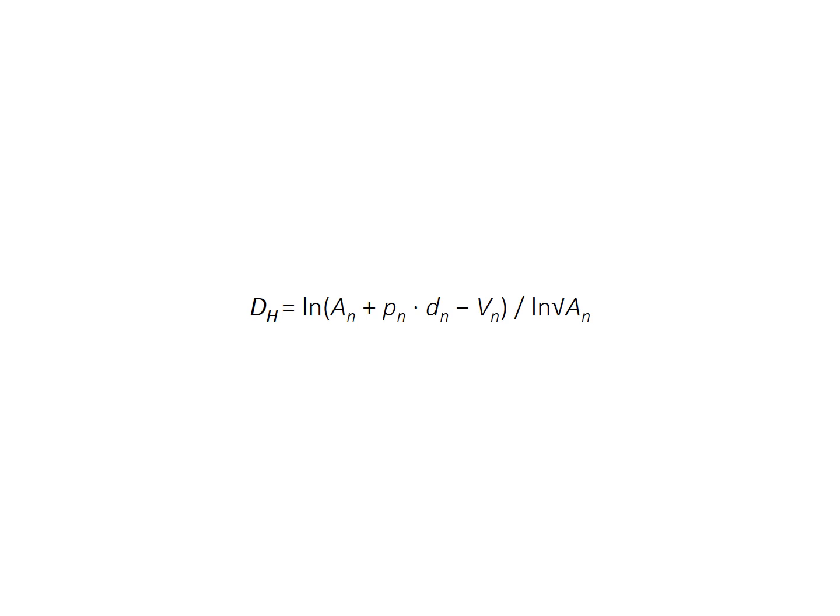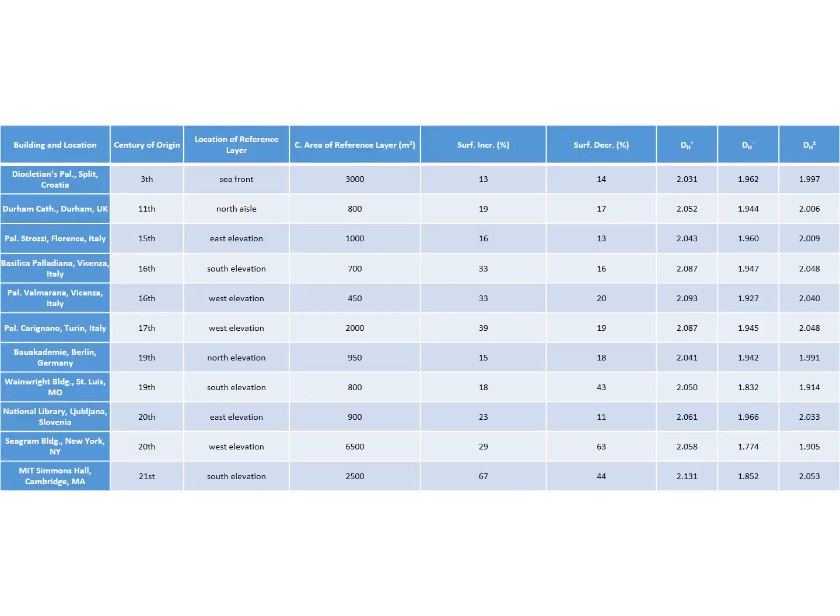On the left side of the equation, letter D represents the Hausdorff dimension. Meanwhile, on the right, A stands for the total surface of the planar pattern. P is the pattern's perimeter. D represents the pattern's depth, while V is the surface of planar void summed up, and N is the indicator of the layer. From this formula, fascinating values derive.